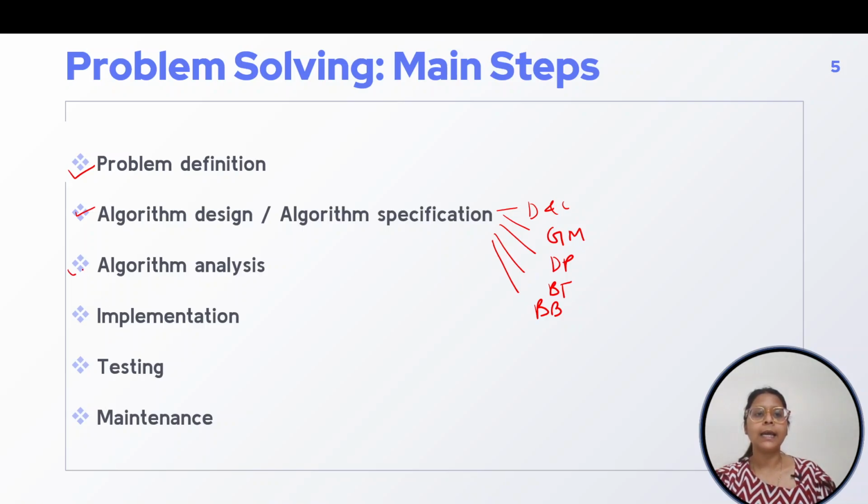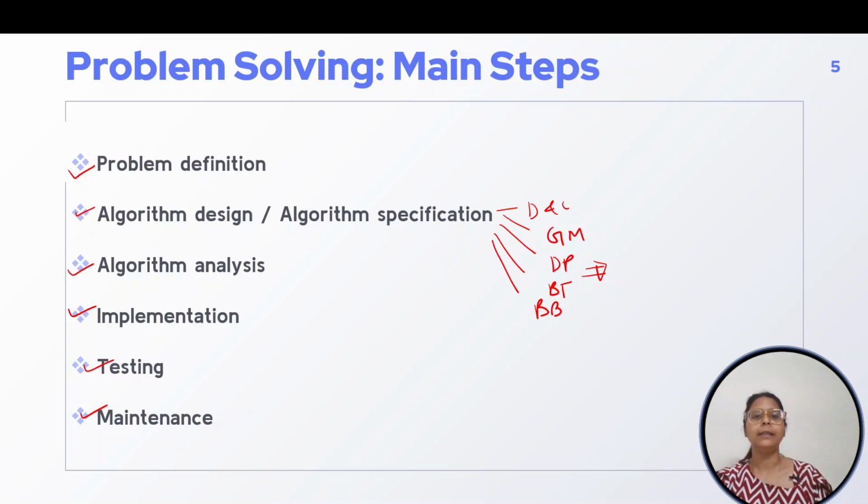Next step, if you are writing multiple solutions to the same problem, then you need to understand which is the best one. On the basis of the analysis, you need to analyze the algorithm, analyze the solution, and then the final implementation will be done of the solution which is best out of all. Then testing, which is also a continuous step to be taken care of in problem solving, and the last one is maintenance.